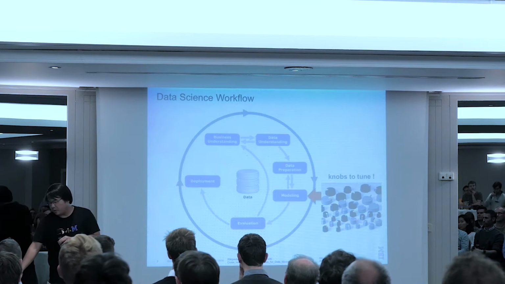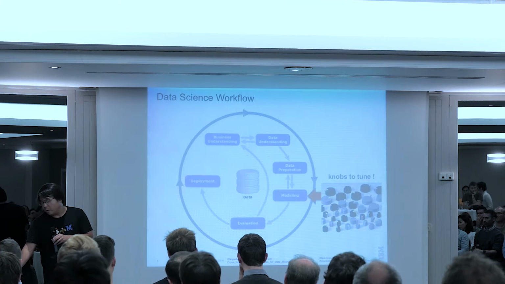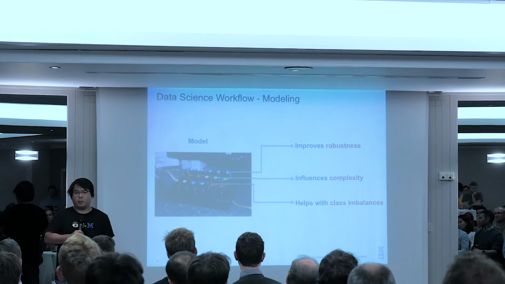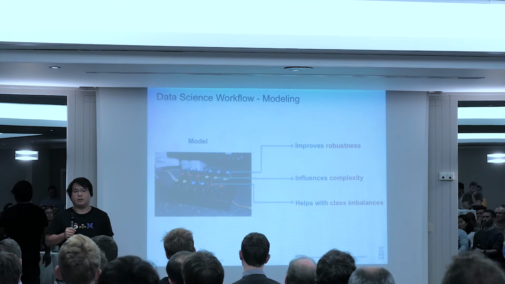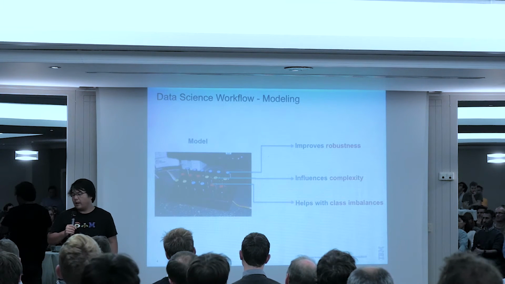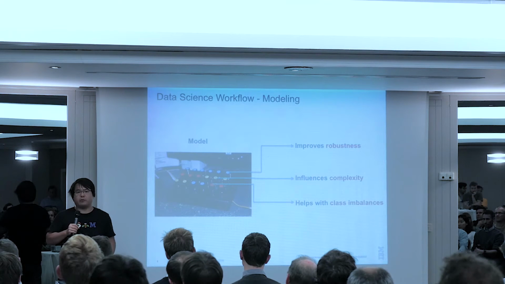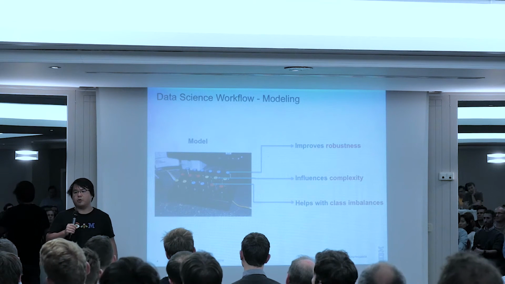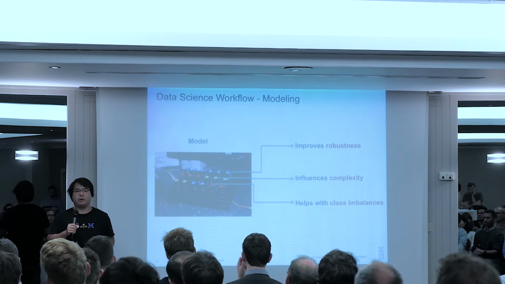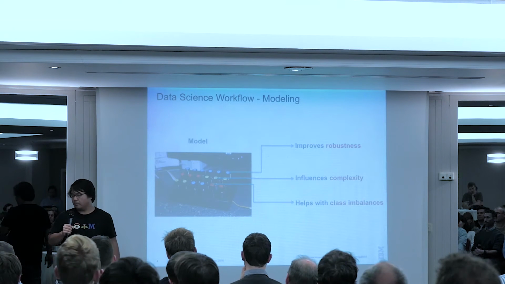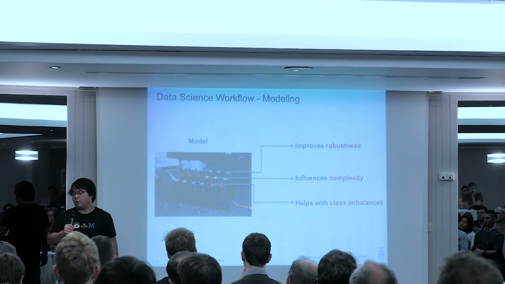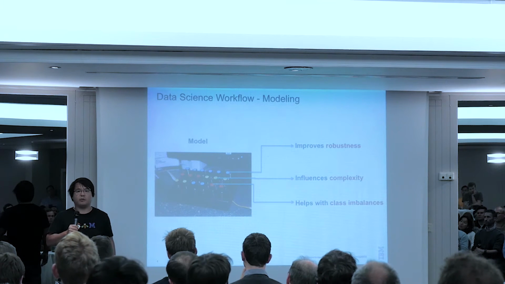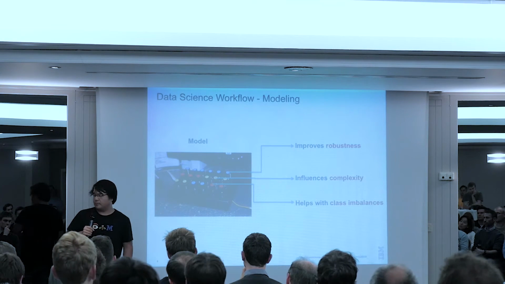During this step, as I mentioned, you need to tune the knobs of the model. The model can have an arbitrary number of knobs depending on the implementation and the type of the model. Each knob may influence certain factors, which in sum contribute to the overall accuracy or measure of your demand. For example, some knobs may influence the robustness of the model, some the complexity, and some may help with class imbalance problems.